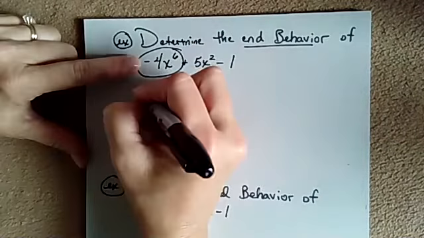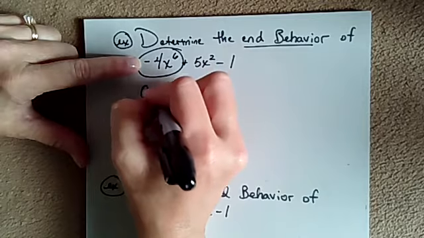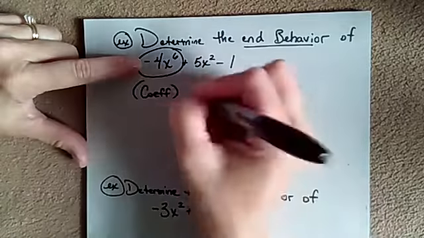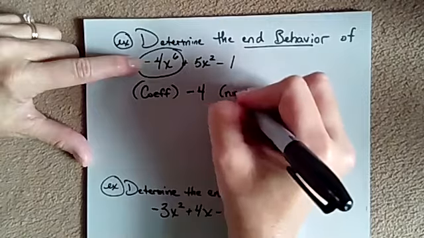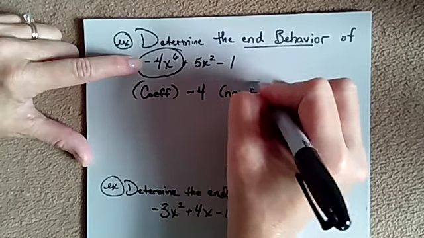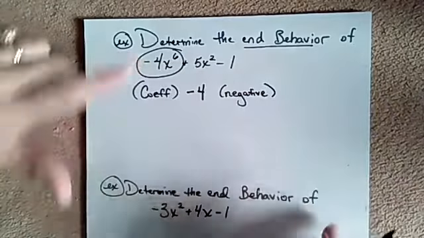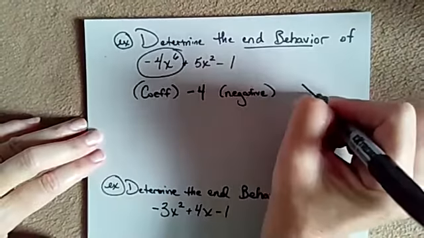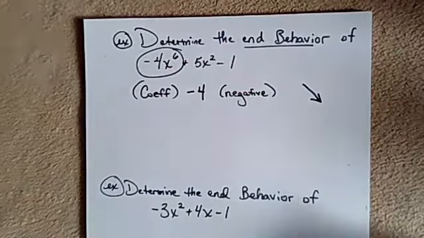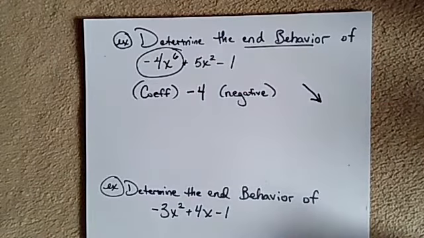First, I'm going to look at the coefficient. It is -4. So remember, the fact that it's negative means that this function, as we're graphing it to the right, it's going to go down eventually forever to negative infinity.